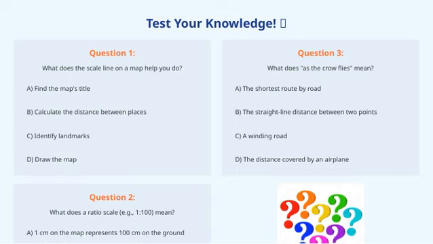And then there's the phrase, as the crow flies. What does that mean? Is it A, the shortest route by road, B, the straight line distance between 2 points, C, a winding road, or D, the distance covered by an airplane? The correct choice is B. It's about the straight line distance, which is often different from the route you'd travel by road or path.